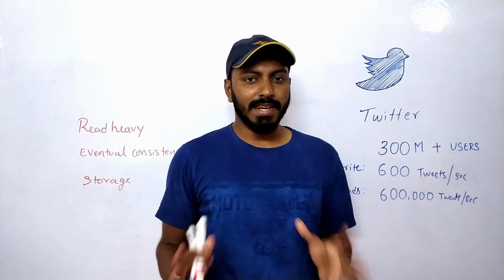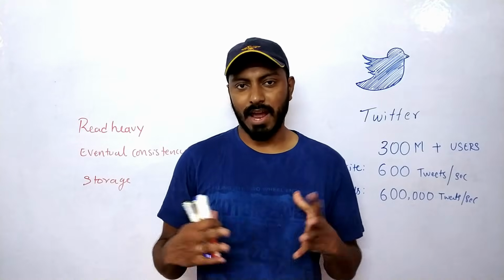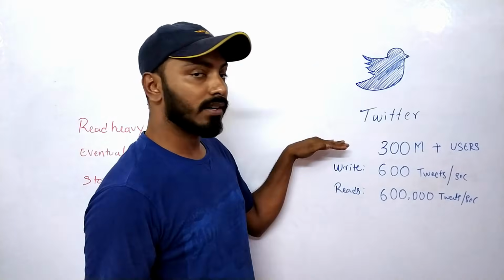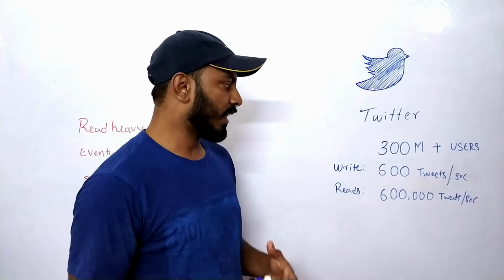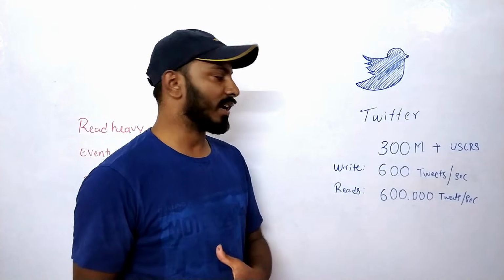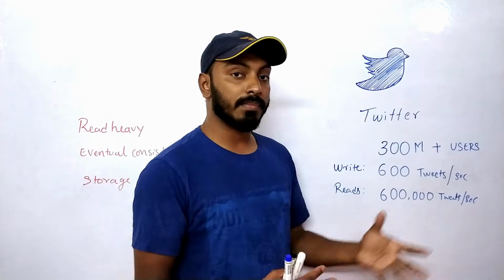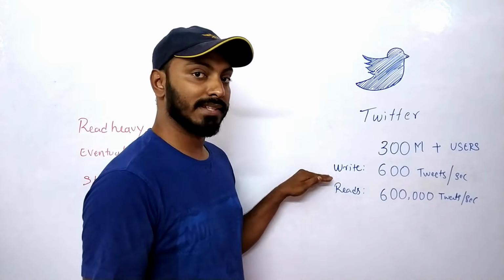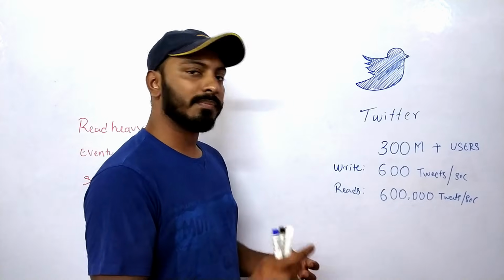Before architecting any system, you need to understand the characteristics of that particular application. For example, Twitter has about 300 million plus users as of today. That means that we might be expecting a lot of reads and writes. Twitter gets about 600 tweets per second writes. That means that there are people who are tweeting 600 tweets per second.